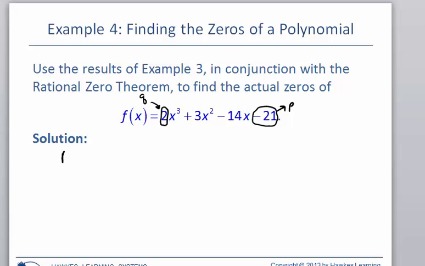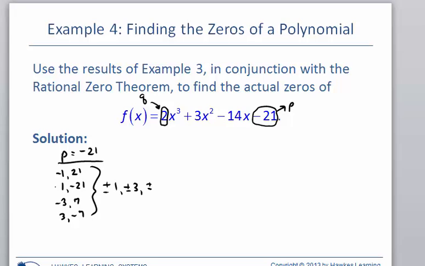All right, so if I'm looking at the P, I'm asking myself, how do I make negative 21? I can do negative 1 times positive 21. I can do positive 1 times negative 21. I can do negative 3 times 7, or I can do positive 3 times negative 7. So my factors would be plus or minus 1, plus or minus 3, plus or minus 7, plus or minus 21.